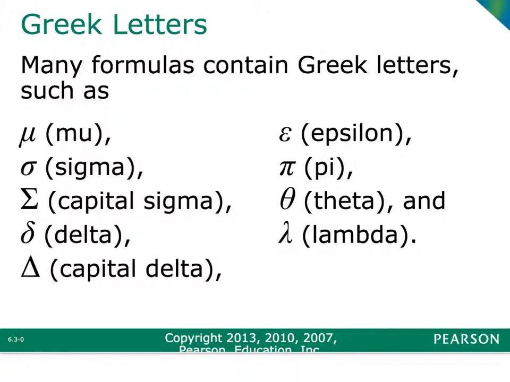So get familiar with some different letters. Often you'll see Greek letters used in mathematics. A common one you'll see is the Greek letter mu. You can see lowercase sigma and uppercase sigma, lowercase delta and capital delta. This is lowercase epsilon, pi, theta, and lambda. Those are really popular, especially in your statistics courses. So if you go on to statistics after this, you'll see those often.